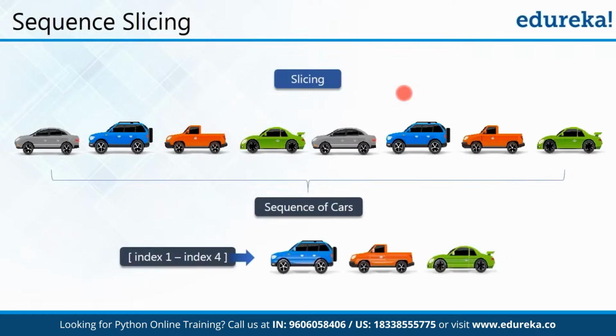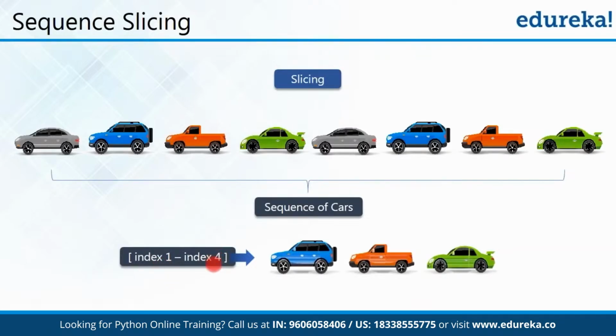Now slicing, as the name itself tells, means that you slice something and then you use it, right? So over here also the same concept is applied. As you can see from the example itself, I want all the elements between index 1 till index 4, but it should not include index 4.